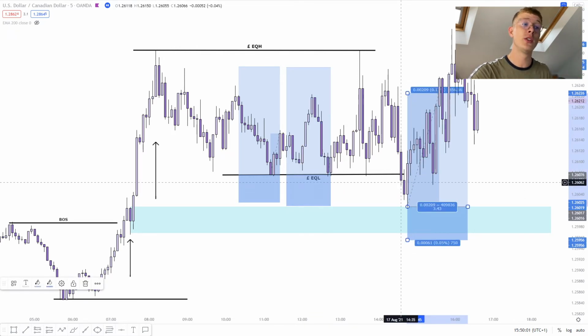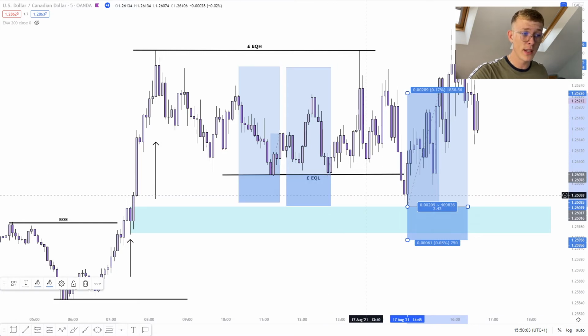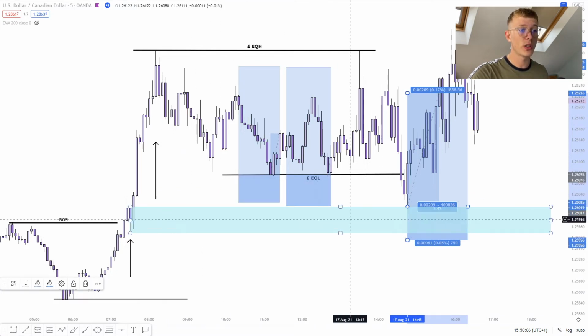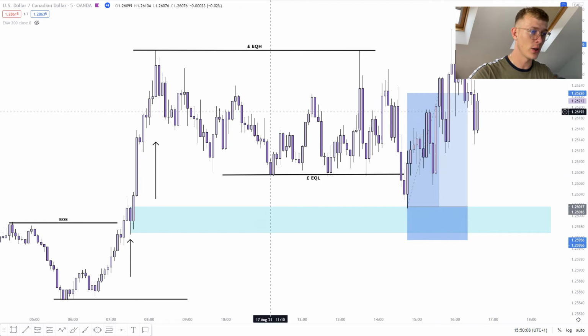But what this is really doing is just grabbing liquidity, mitigating the order block to then push to the upside, okay? So I hope you guys are following. You're going to have to watch this video over a couple of times. There's quite a lot of detail in this, but just take a look at my screen, okay?